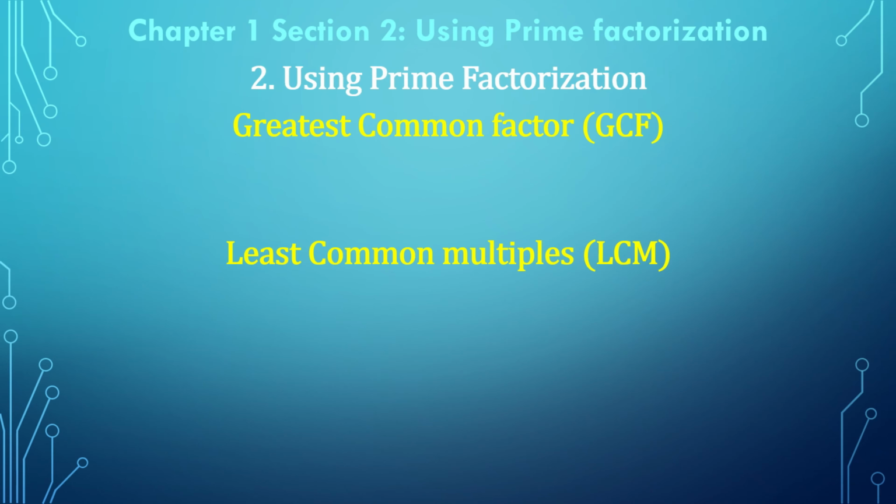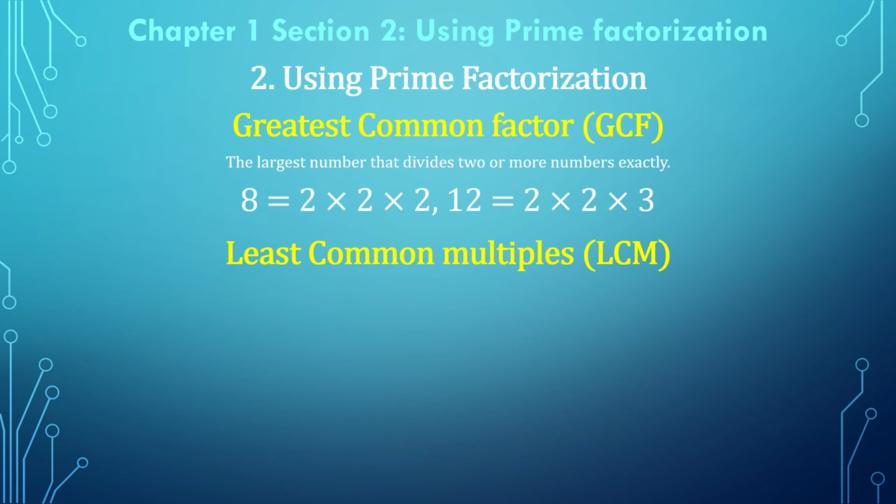Finally, it's GCF and LCM, which are greatest common factor and least common multiple. The former is the largest number that divides 2 or more numbers exactly. 2 is a common factor of 8 and 12. But 2 times 2, which is 4, is larger than 2, and no larger common factor here. That means 4 is the greatest common factor of 8 and 12.